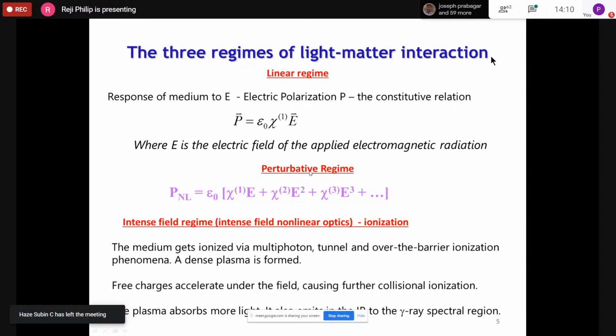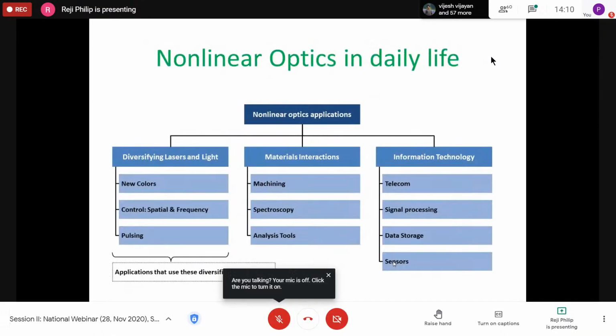But in the perturbative nonlinear regime, we will have to add extra terms into this expression. So we will have an E square term, an E cube term, like that. And when we go beyond this, we have the intense field nonlinear optics regime, which is based on ionization. So what happens here is the medium gets ionized via multiphoton, tunnel and over the barrier ionization phenomena, and then plasma is formed, and the free charges accelerate under the field, causing further collisional ionization. The plasma will absorb light, it will emit light also. But we are not going into plasmas.